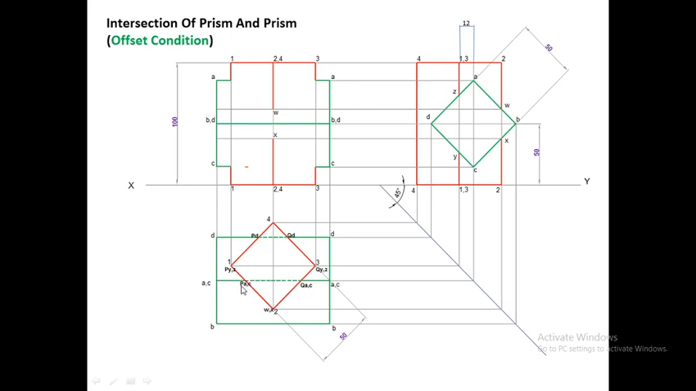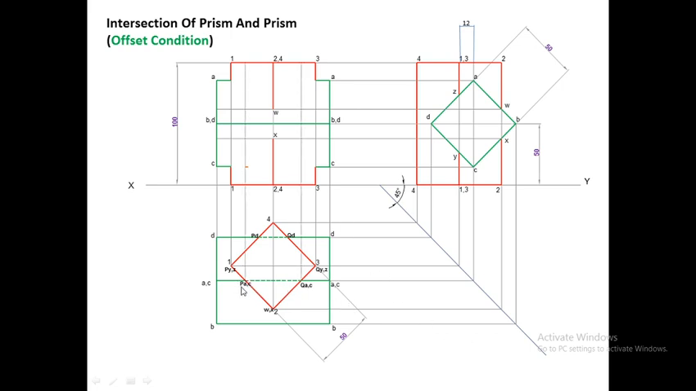Similarly, we will mark the points PA, PC, QA, QC, PY, PZ, QY, QZ, and PD and QD. In order to mark the points of intersection in the front view, we just have to draw horizontal projection lines from the side view into the front view, and we have to draw vertical projection lines from these points into the front view, and wherever these vertical projection lines will cut these horizontal projection lines, that will be marked as points of intersection.